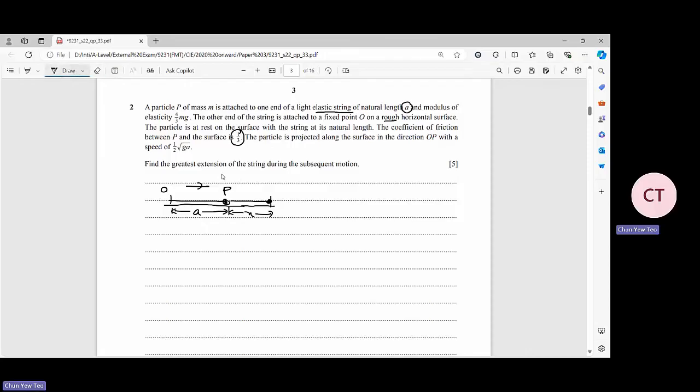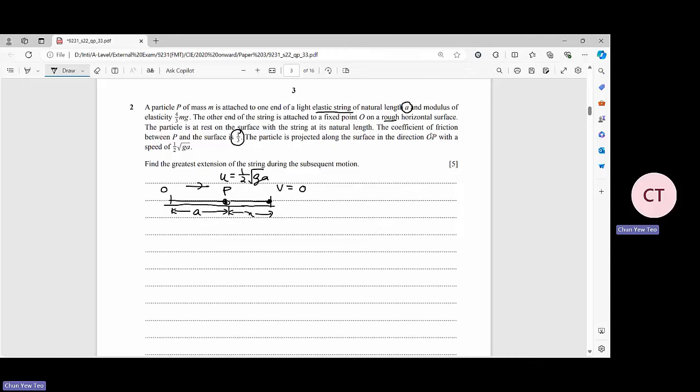And over here, your speed u is equal to half of square root gA. In order to reach the greatest extension, your v must be 0. Okay, your v must be 0. So no height involved, so from the conservation of energy.